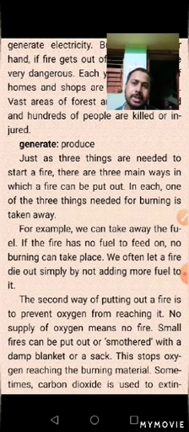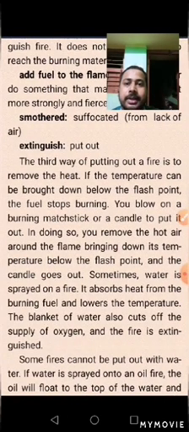The first one is to remove heat. You can remove heat from the fire. Second, you can remove oxygen from the fire. And the third step, you can remove fuel from the fire to extinguish it. Okay, these are the three steps we apply to put out fire. Here, one, two, three.